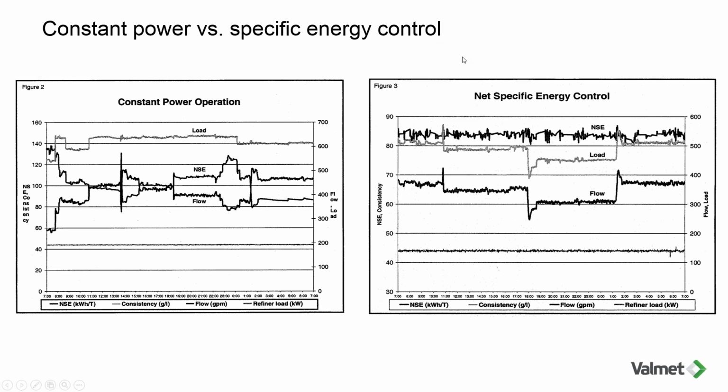So another step improvement that we made was net specific energy control. Okay, now the amount of energy per unit ton is fixed. It's constant at all times. Everybody's happy. The flow changes, flow dips, so does power, and then the energy stays the same. So it's another huge step improvement and a much better way of controlling refiners versus constant power.